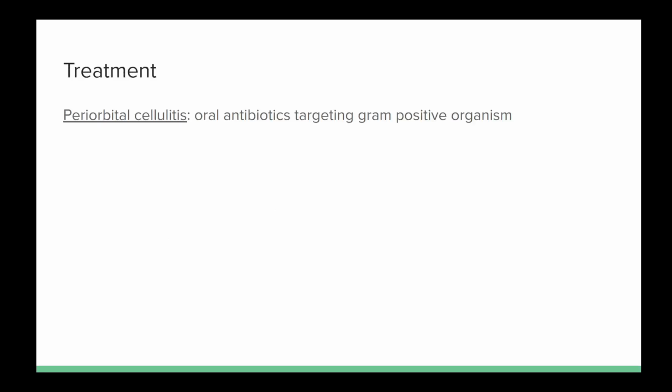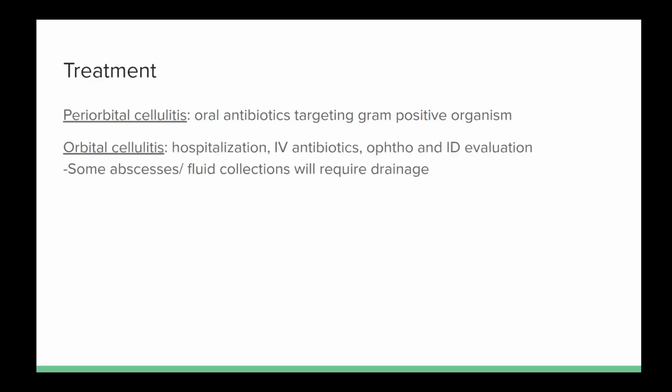Treatment for periorbital cellulitis, again, this is the preseptal version. These patients do well with oral antibiotics targeting your common gram-positive organisms that are skin flora, staph and strep primarily. Orbital cellulitis is a sicker patient. The infection is now in the orbit proper. These patients get admitted to the hospital. They get IV antibiotics. They get seen by ophthalmology and infectious disease. Sometimes the fluid collections require drainage, but not always.